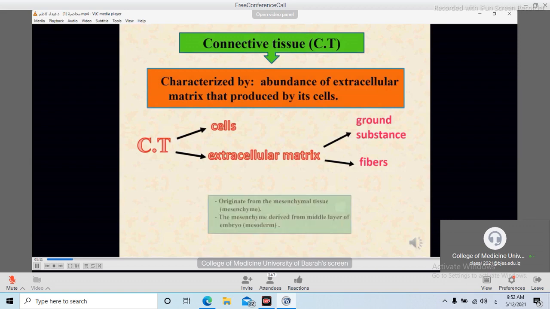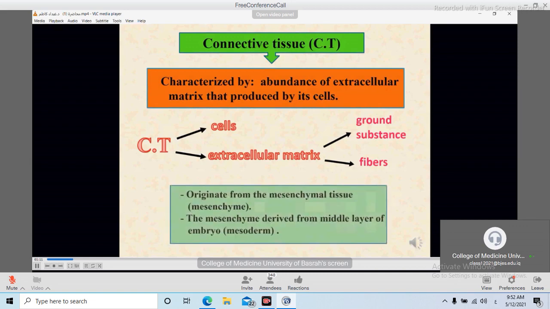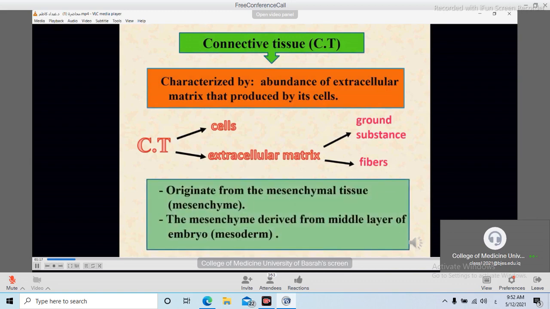The connective tissue forms from the mesenchymal tissue, which is also called mesenchyme. The mesenchyme is derived from the middle layer of the embryo that is called mesoderm.